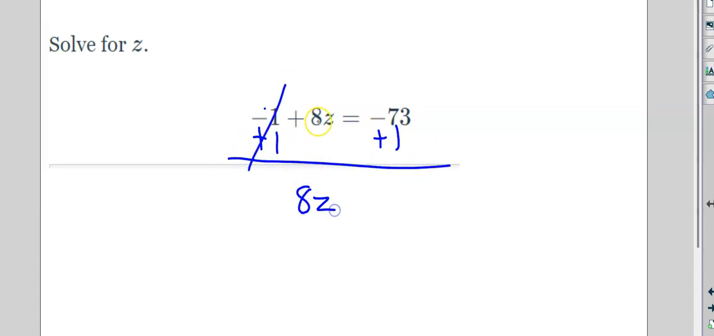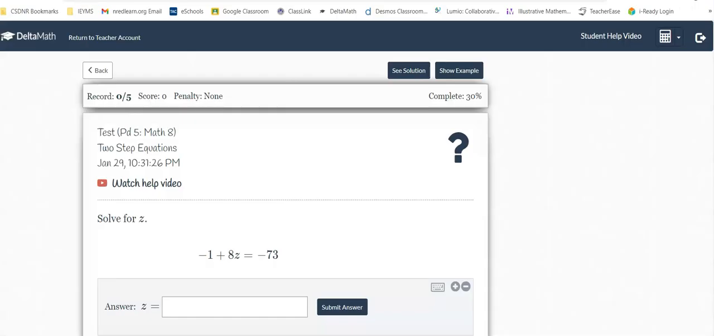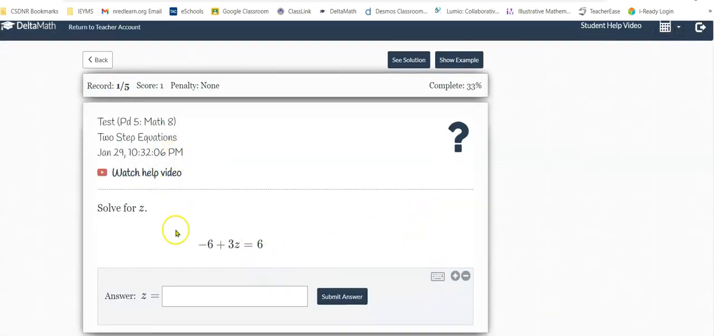Bring down your variable term, negative 73 plus 1. Use your calculator if you need to. Divide by your coefficient, and get your final answer. So I used two steps in order to answer that problem. First step was getting rid of the constant. Second step is getting rid of the coefficient.